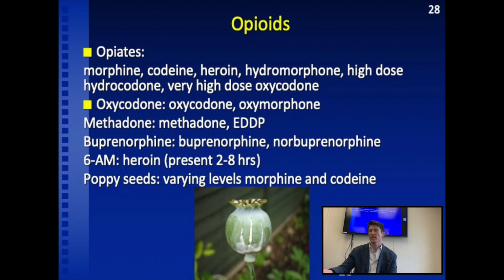Hydrocodone pretty consistently. Oxycodone for most people only at higher doses because it's a semi-synthetic opioid, and that's why we have all these kind of separate tests. So oxycodone will test positive for oxycodone and oxymorphone on that test. Methadone will test positive for methadone and EDDP, which is the primary metabolite of methadone. Buprenorphine, we test for buprenorphine, norbuprenorphine.